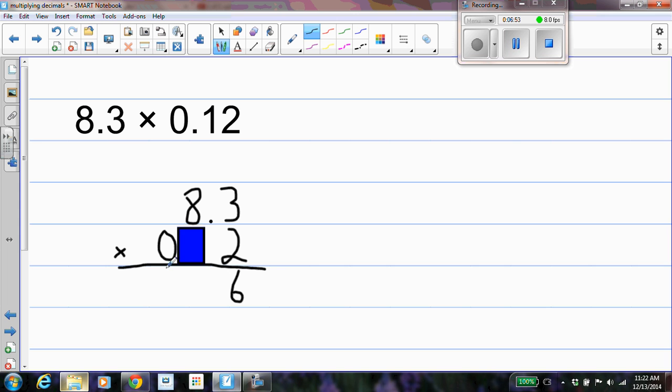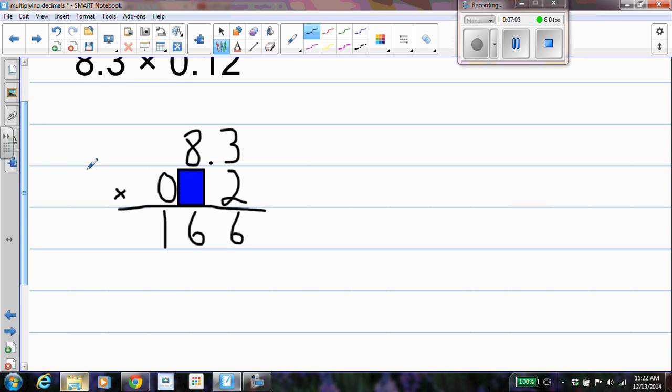2 times 8 is 16. You can see I'm being neat and orderly in my partial product. Scoot down a little bit. I'm done with the 3. So I'm going to go to my 1. Go here. 1 times 3.